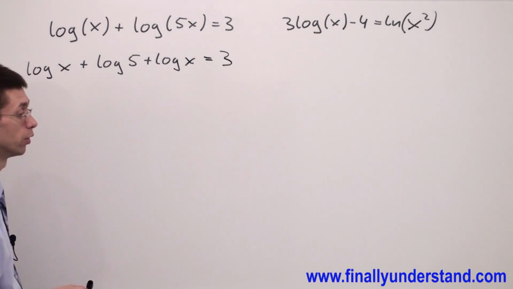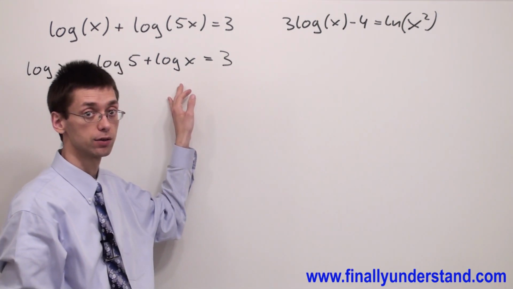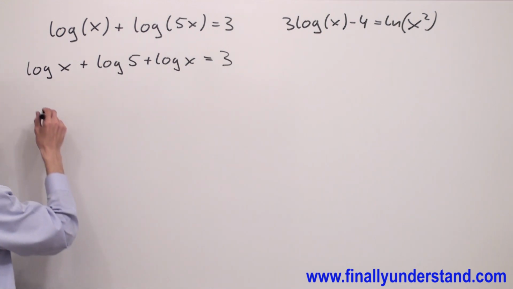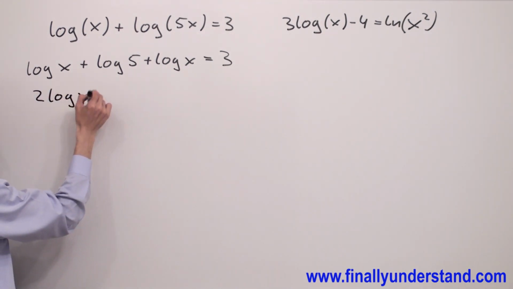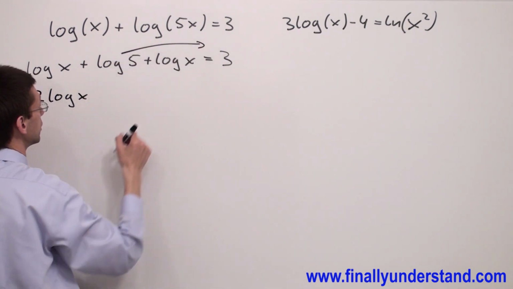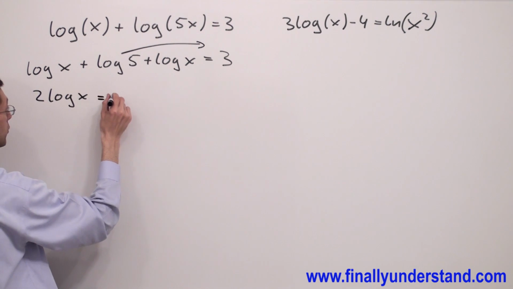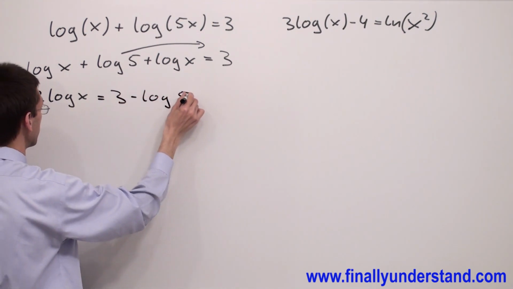Next, I'm supposed to combine the like terms. I have log x and log x. I'm going to have 2 log x. Because this log has no x, I'm going to move it to the right side. I'm going to have 3 minus log of 5.